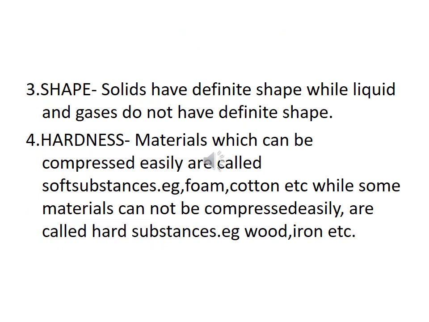Third property, shape. Solids have a definite shape while liquids and gases do not have a definite shape. If you pour liquid in any container, the liquid takes the shape of that container. Hardness: materials which can be compressed easily are called soft substances. Example, foam, cotton, you can compress them easily. While some materials which cannot be compressed easily are called hard substances. Example, wood, iron.